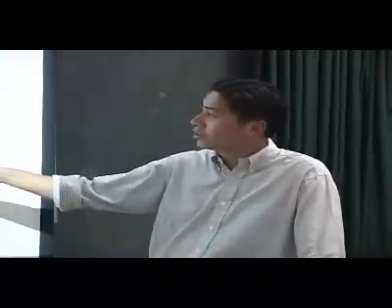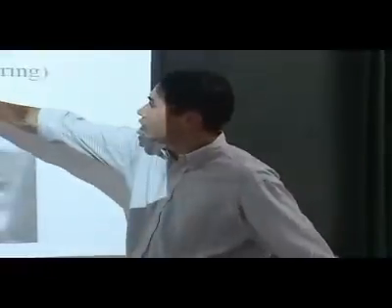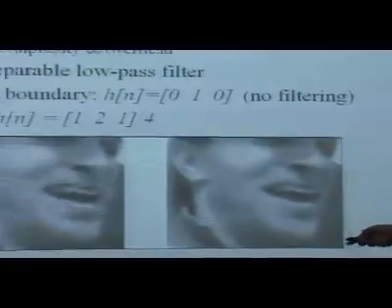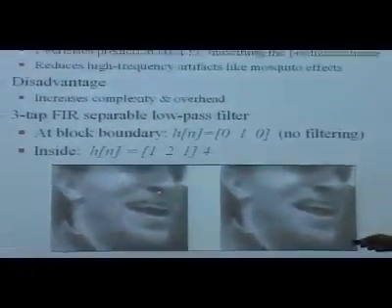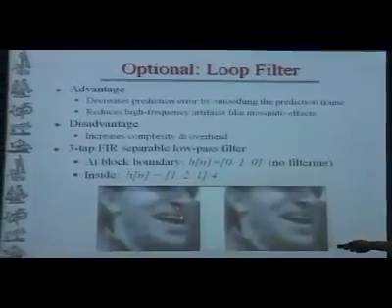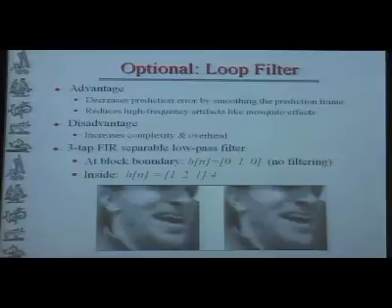The 3.5 wavelet, right? So you only apply this filter inside the blocks to smooth out the variations, and at the boundary you don't do anything. You do no filtering. So as you can see here, this frame without the loop filter has more blocking artifacts than this frame, because I have the low pass filter that smooths it out a little bit.